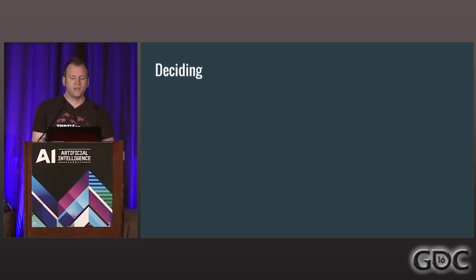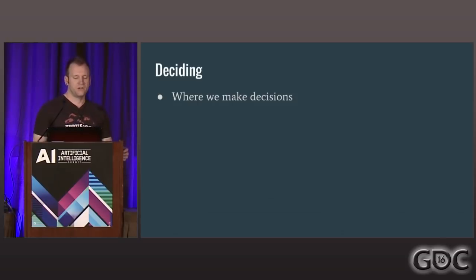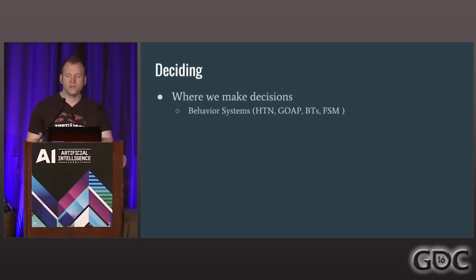The last responsibility is deciding, right? This is where we make decisions, or better put, this is where we translate world state into action, right? It's the behavior systems that we use: HTN, GOAP, behavior trees, finite state machines. Kind of, right? This is typically the structural part of those systems. It's the tree structure of behavior trees and HTN, the graph structure of finite state machines, and in GOAP, the priorities of a utility-based system.